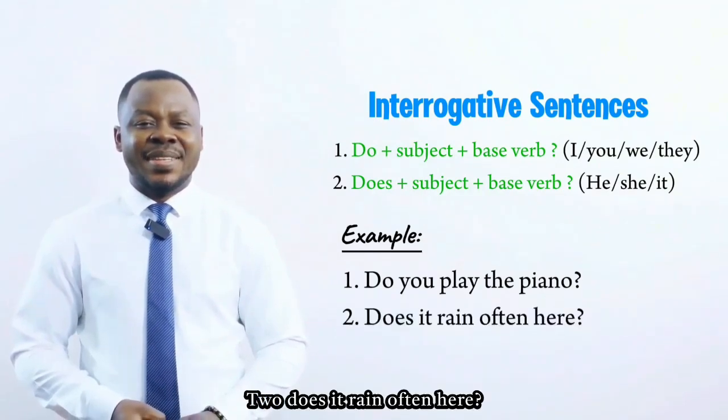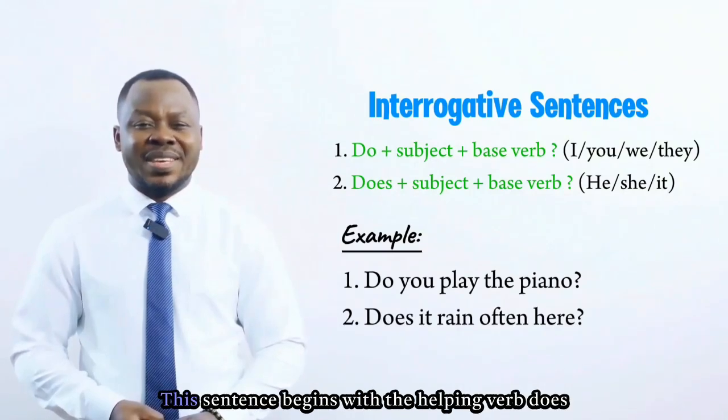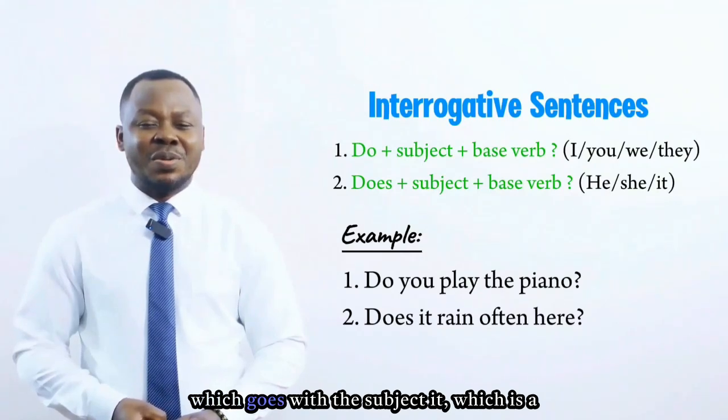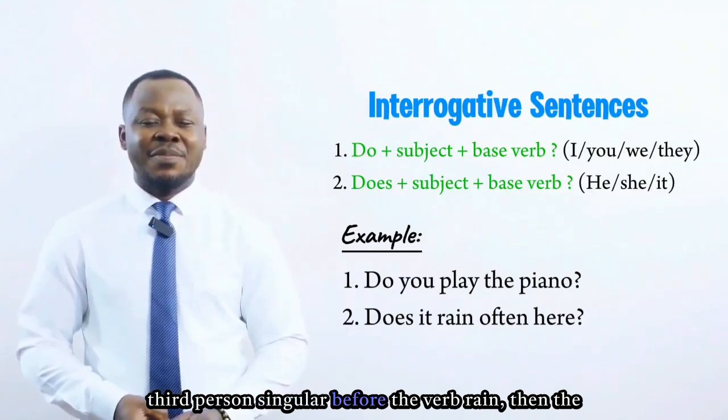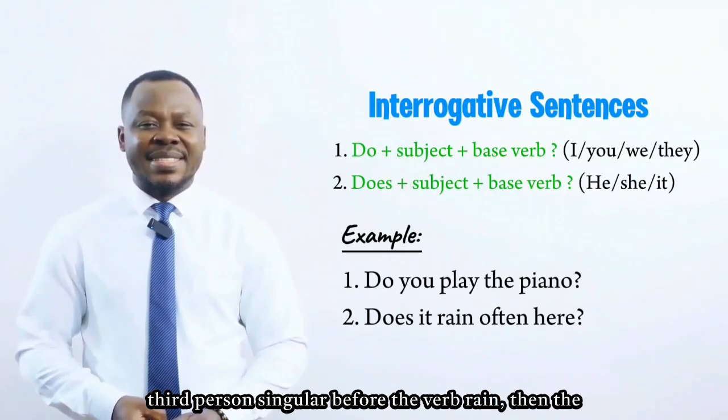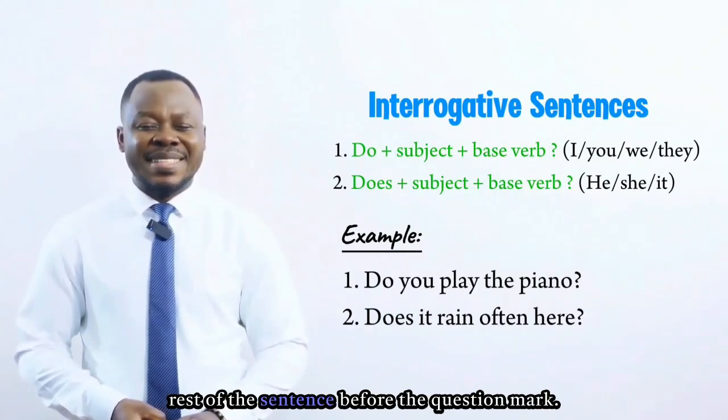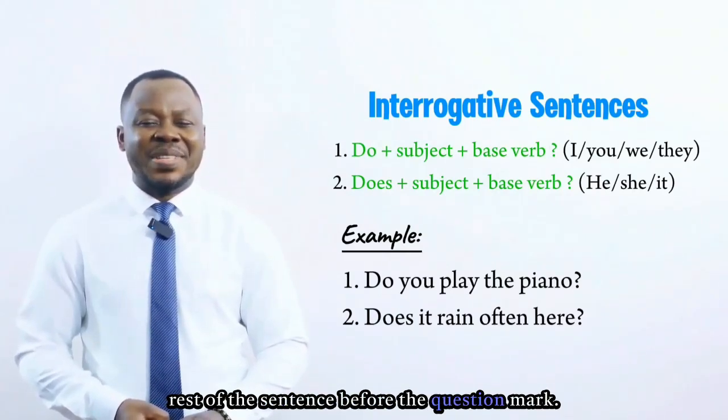2. Does it rain often here? This sentence begins with the helping verb does, which goes with the subject it, which is a third person singular, before the verb rain. Then the rest of the sentence before the question mark.